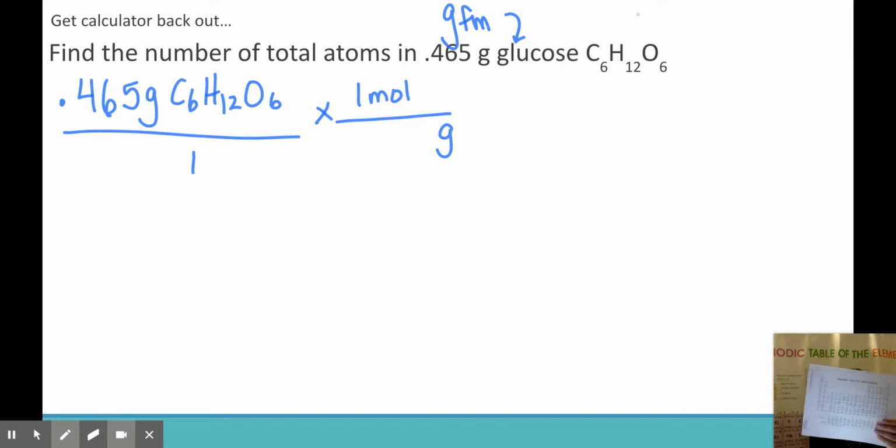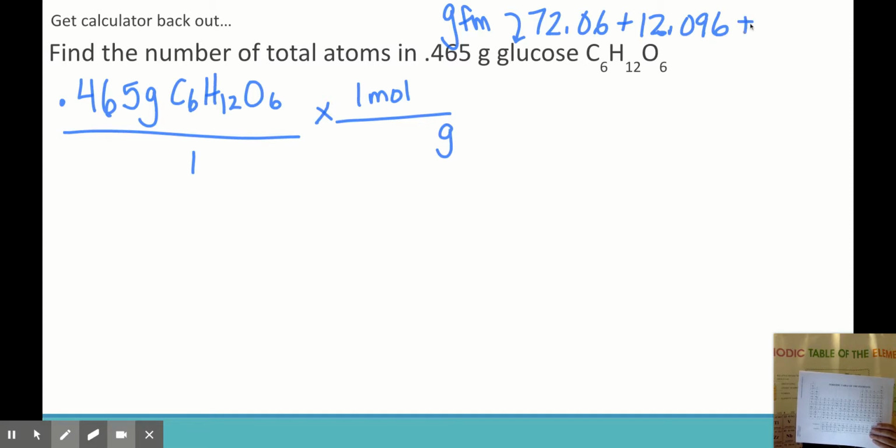So you should have 72.06 plus 12.096 plus 96, and you should get that the molar mass is 180.156 grams. So now that's going to get us from grams to moles.